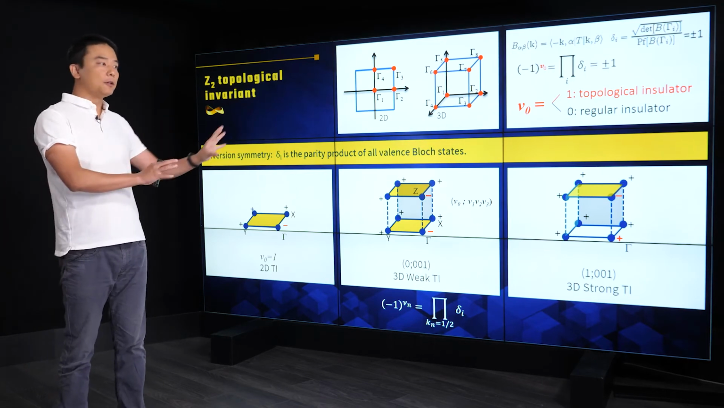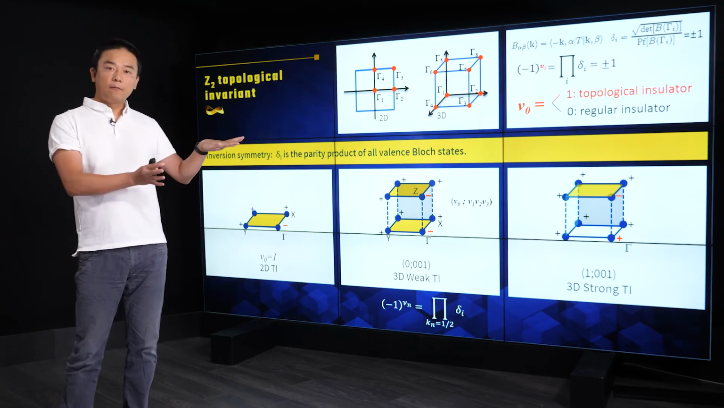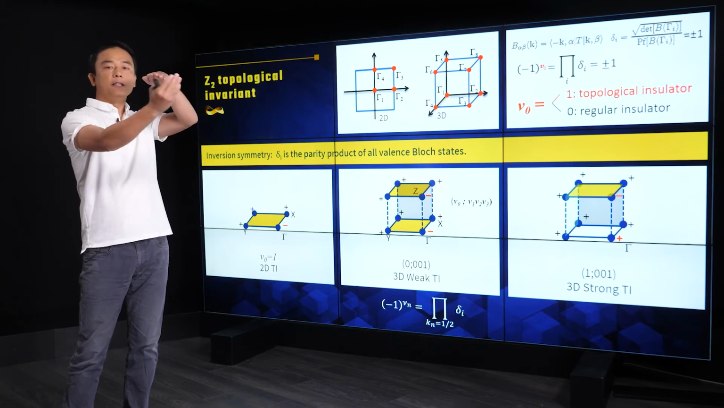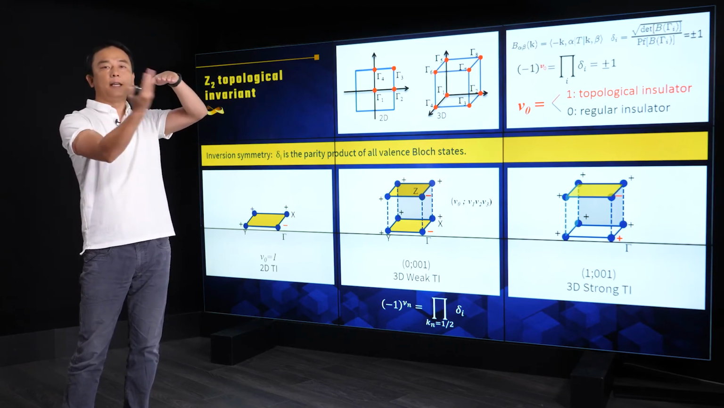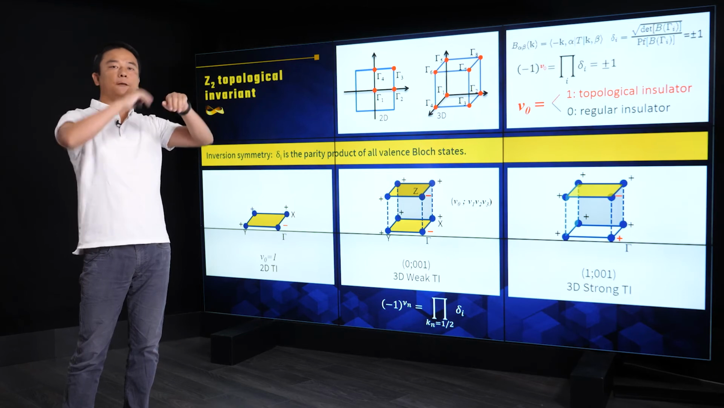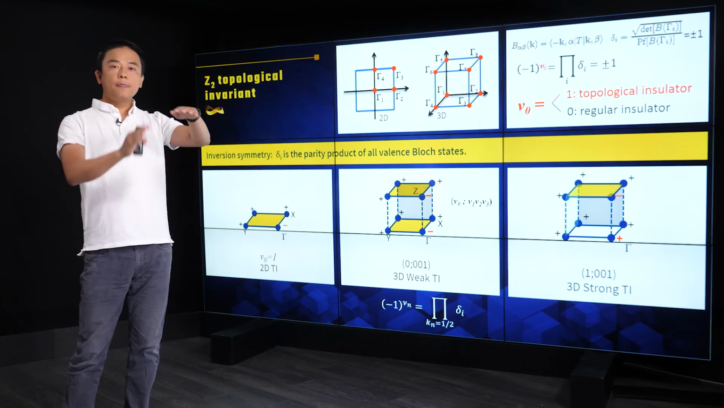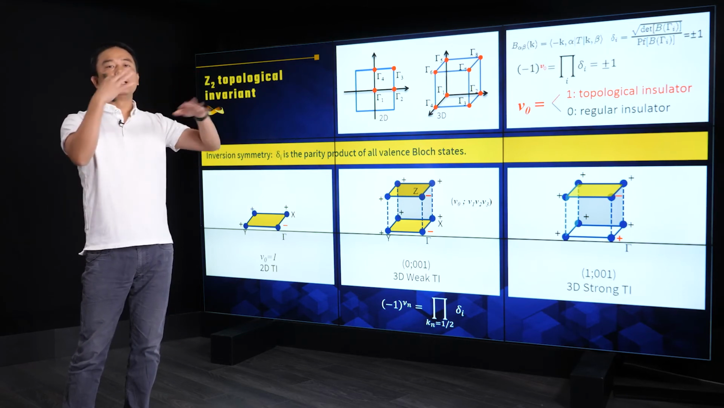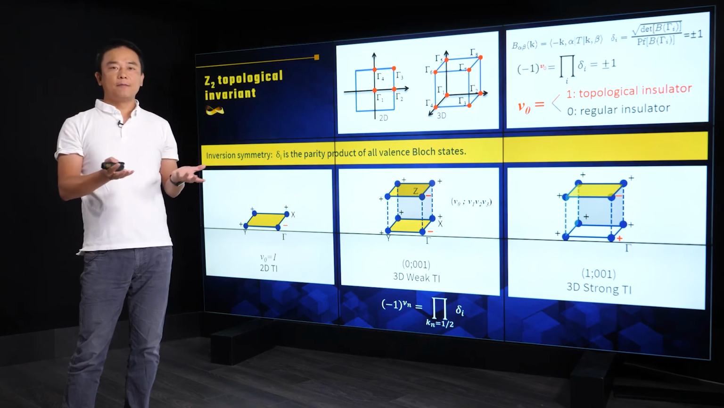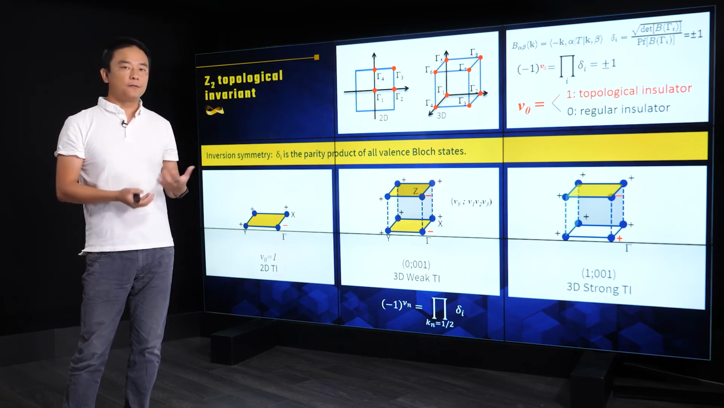But what's the difference between a strong one and a weak one? For the weak one, the side surface is metallic. It comes from the edge states. The top surface is insulating. However, for a strong one, every surface is metallic. It has a metallic skin. This is the early example we learned from the band inversion.